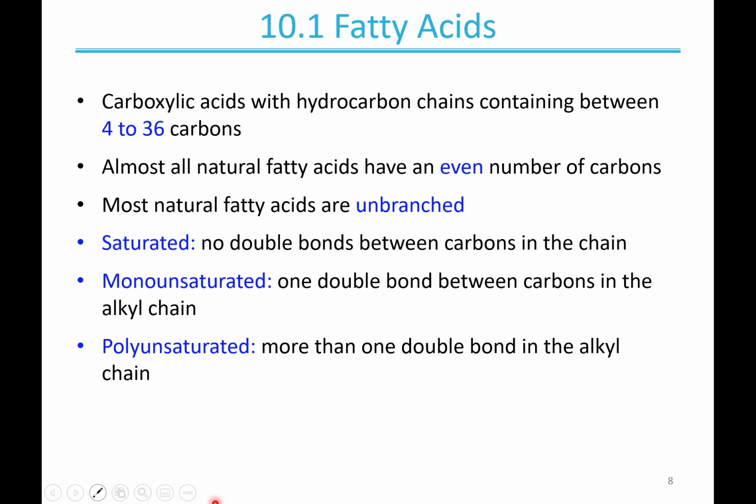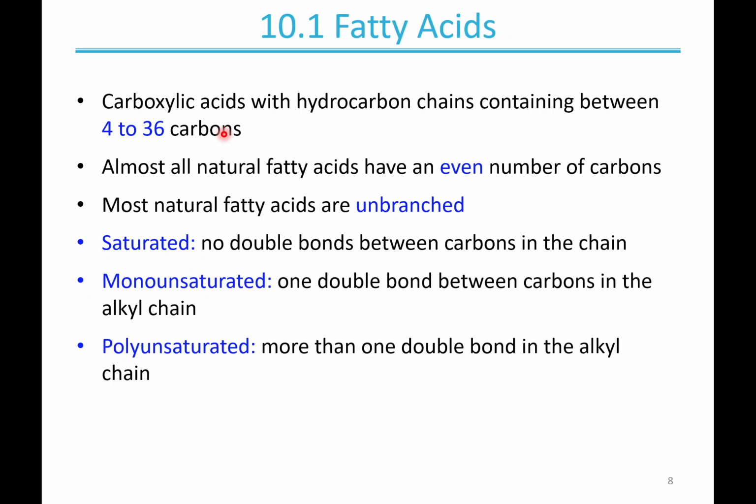So the first section of the chapter talks about fatty acids, which are obviously a main constituent of the membrane lipids and storage lipids. So it's really important to know what a fatty acid is. The acid name comes from the fact that they have a carboxylic acid in their structure. And then they have hydrocarbon chains, and those chains can range anywhere from 4 to 36 carbons. So 4 would be really small, 36 would be really long.